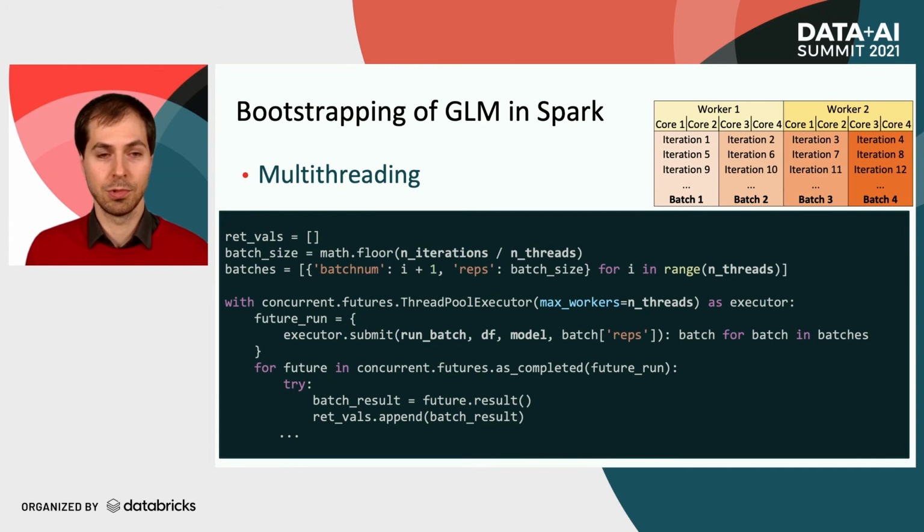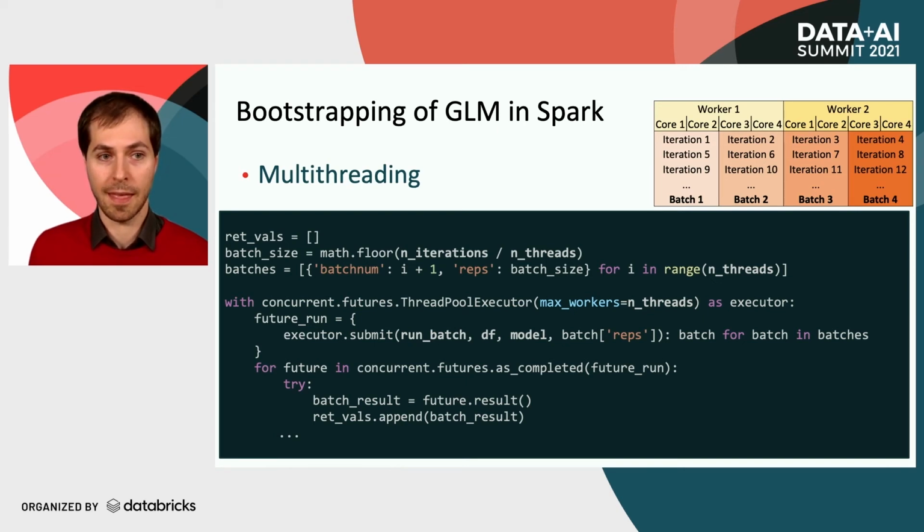Now to illustrate this in code, in Python, just briefly, we first need to prepare the batch sizes. In the first 3 lines, I take the desired number of iterations and the desired number of threads, and figure out how many iterations I need to have in each batch, and I create the list of batches. So here the batches variable will be a list of size 4, and in each of them I will have reps, some amount of iterations that I want to run in this one batch.